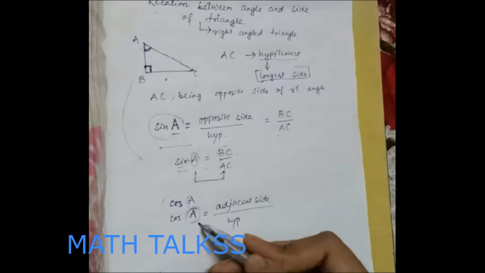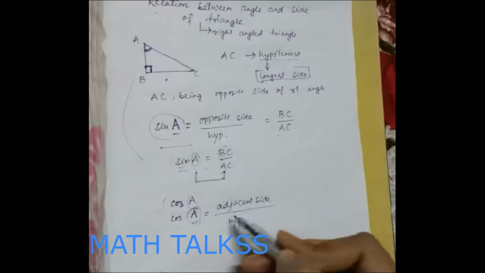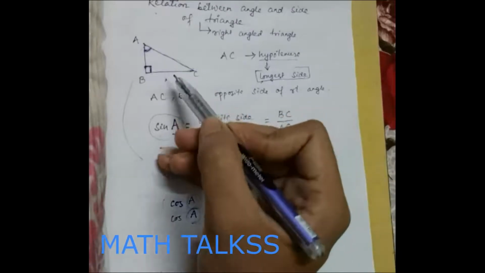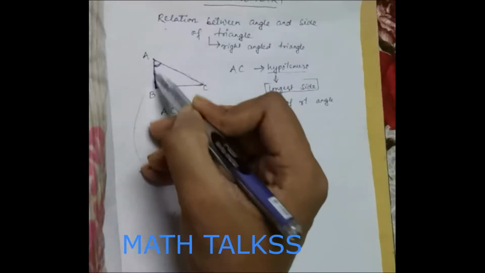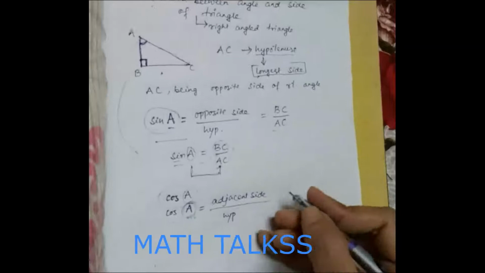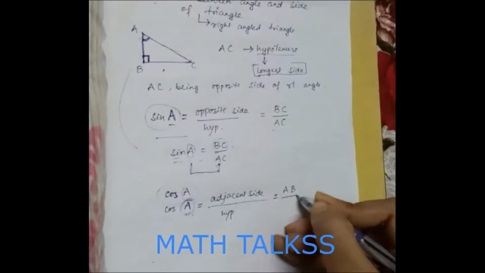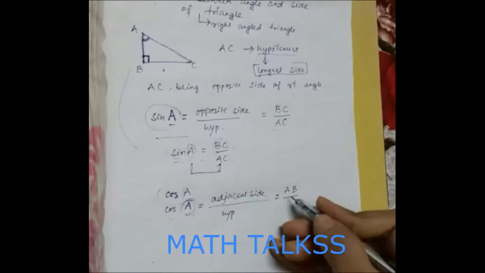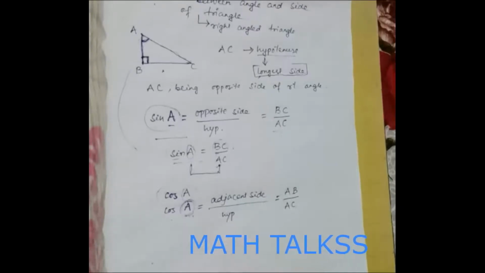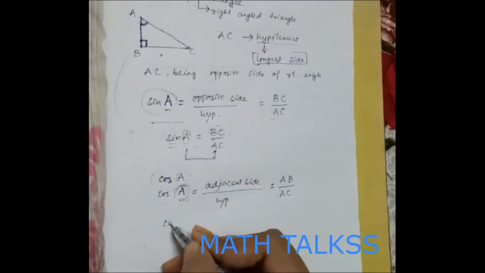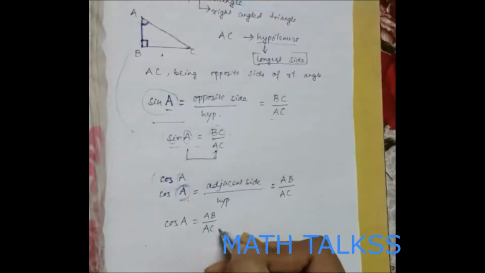Now let us consider cos A. The adjacent side of angle A will be what? See, in this figure the adjacent side of angle A is AB. So by the definition, cos A will be AB, and as previously shown the hypotenuse is AC. So by clearly writing it, cos A is equal to AB by AC.